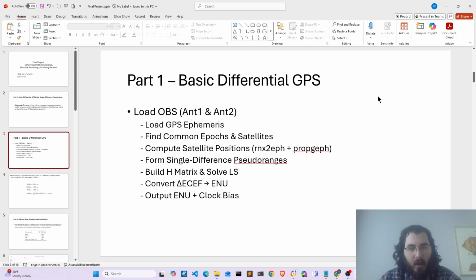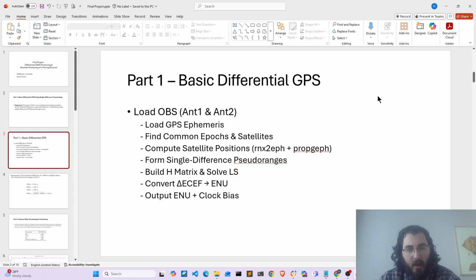Let's continue with the method that I use. I begin by loading the two RINEX observation files. From these files, I identify all epochs where both antennas recorded data, and for each epoch, determine the satellites that appear in both receivers' measurements. Differential processing requires at least 4 common satellites. If fewer than 4 are available, that epoch cannot be solved and it is skipped.